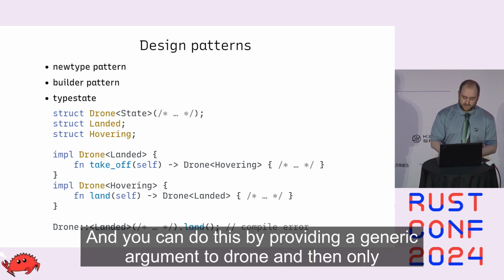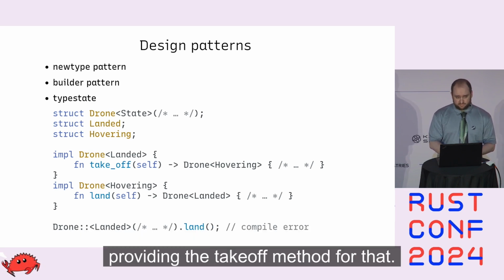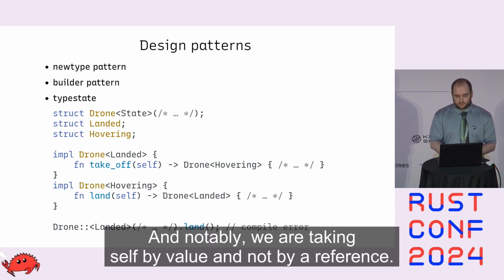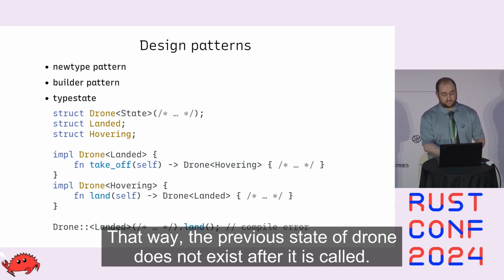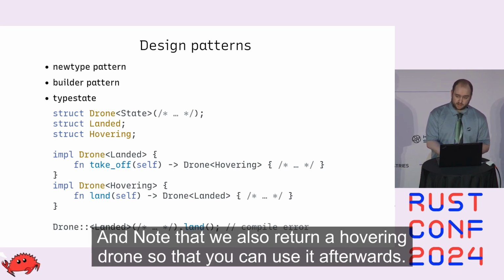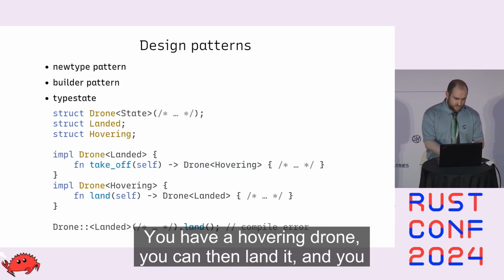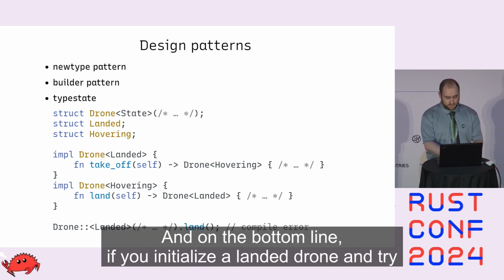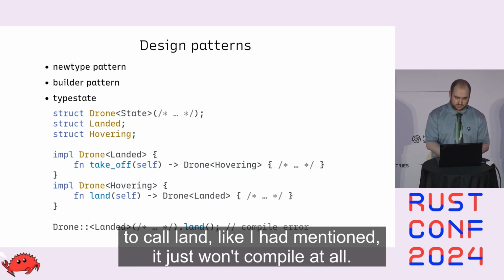And you can do this by providing a generic argument to drone and then only providing the takeoff method for that. And notably, we are taking self by value and not by reference. That way, the previous state of drone does not exist after it is called. And note that we also return a hovering drone so that you can use it afterwards. And vice versa, you have a hovering drone, you can then land it, and you're returned a landed drone. And on the bottom line, if you initialize a landed drone and try to call land, like I had mentioned, it just won't compile at all.